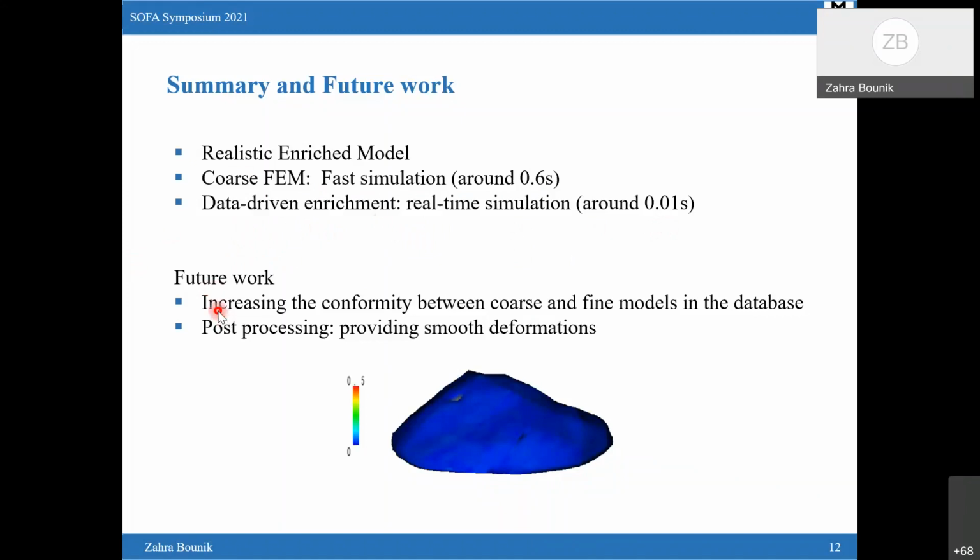For future work, it's very helpful if we increase the conformity between the coarse and fine models in the database, for example, by using a model order reduction approach. Also, there is one important thing that we should consider in data-driven simulations. In these simulations, even if one node has a huge error, it can dramatically change the shape of the model. So it's very good if we use post-processing procedures to provide smooth deformations. Thank you for your attention, and I'm here for the questions.